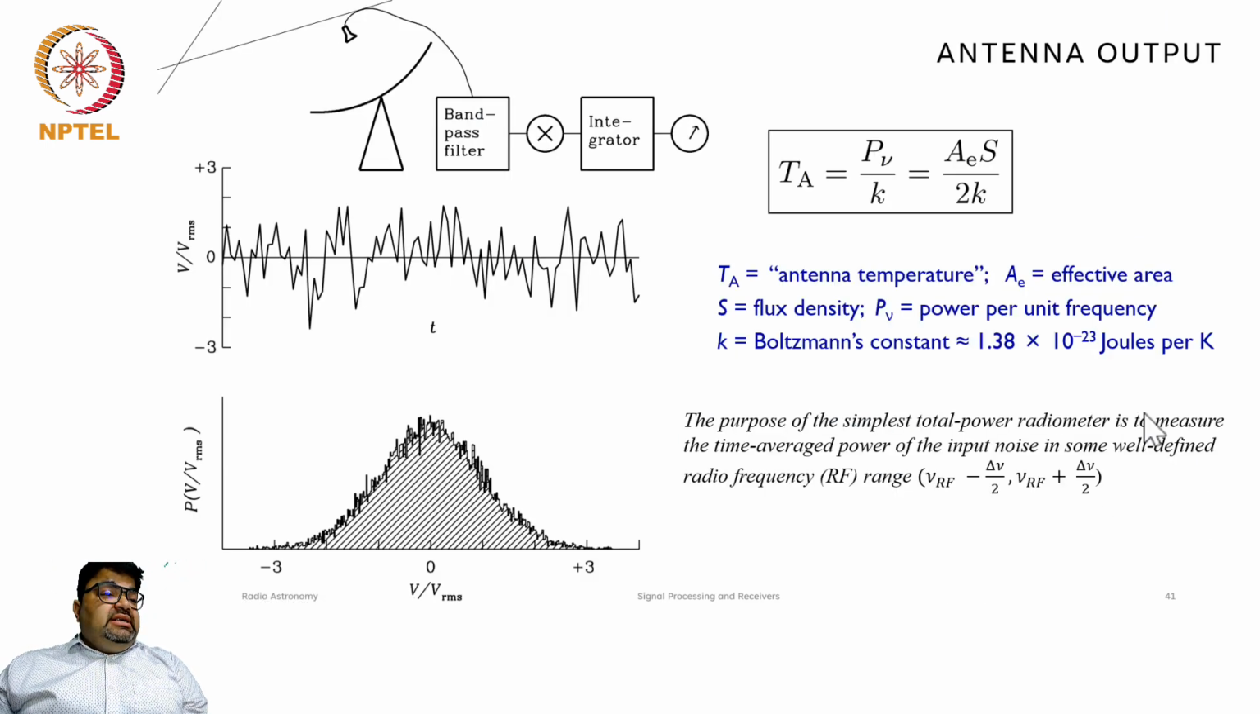As we know, the antenna temperature is given by P_nu, the power per unit frequency, over k (Kelvin), which is also linked with the effective area times the source flux over 2k. Now, for a simple system like this, the signal is collected over a band-limited region. The central frequency is nu_RF, and the bandwidth is delta nu, so it is collected from nu_RF minus delta nu by 2 to nu_RF plus delta nu by 2.